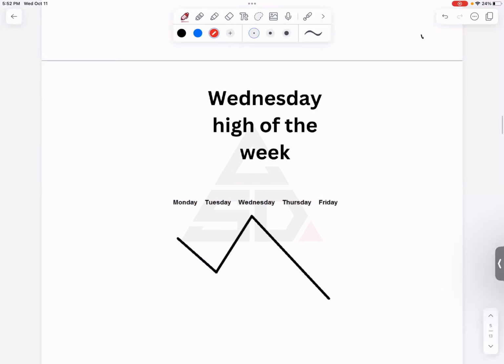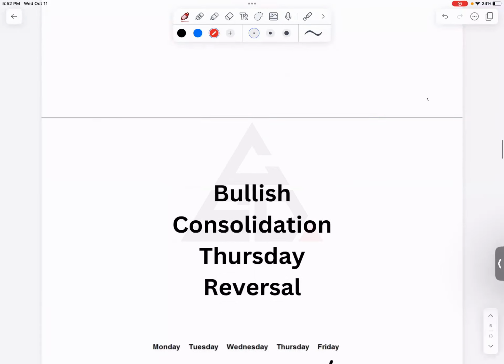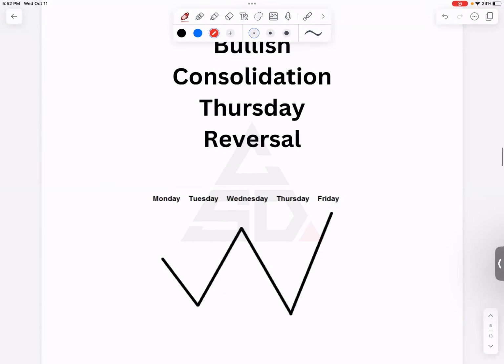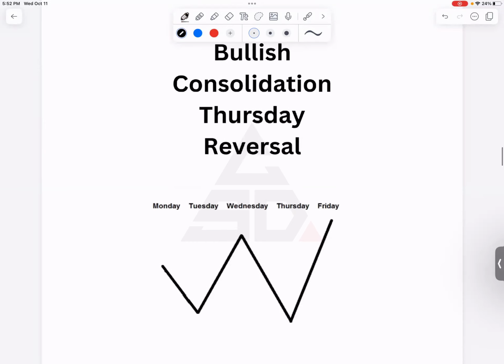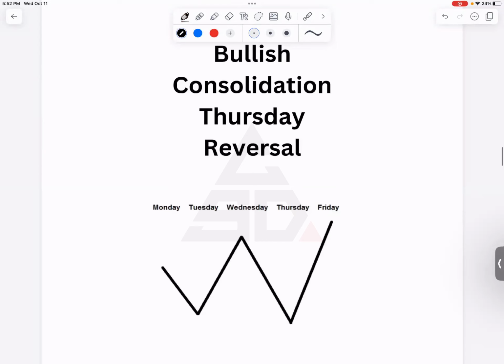Wednesday, it's a sell day. We spoke about that before, so I'm not going to waste time. Bullish consolidation, Thursday reversal. Essentially, these are moves that may take an advanced level of trading to be able to take advantage of moves throughout the week. But eventually you guys will get there. We're going to continue on with what we were speaking on.